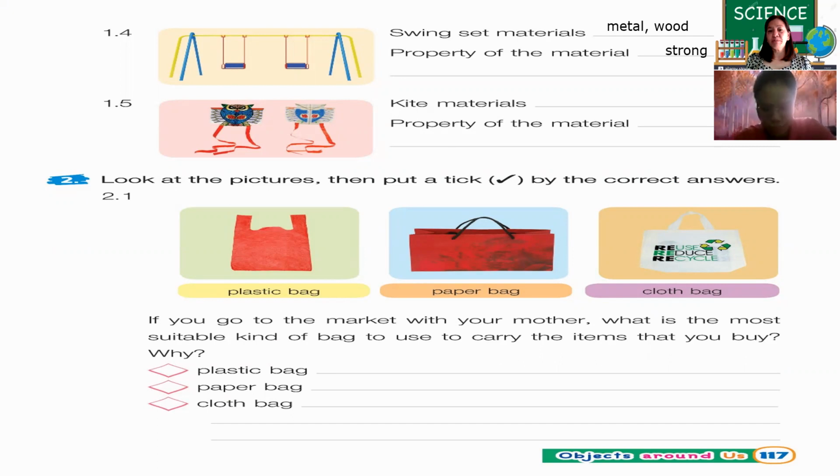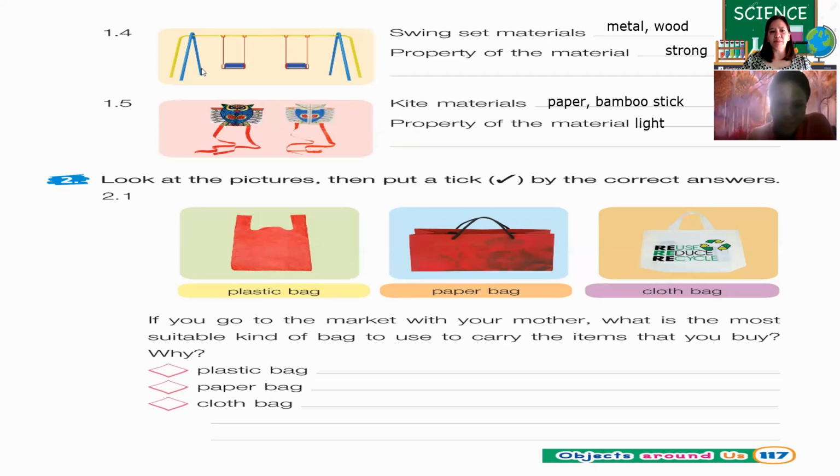How about the property of the material? Is it flexible? Is it light or is it soft? Who said soft? Who said light? Yes, it is light. Light, it's not heavy. It's not that soft because it's made of wood. So those are the answers.